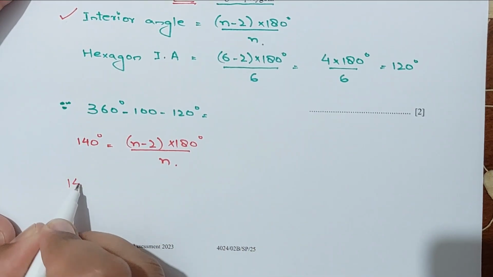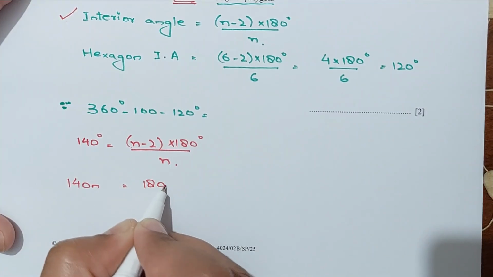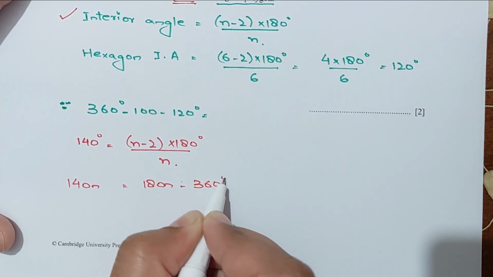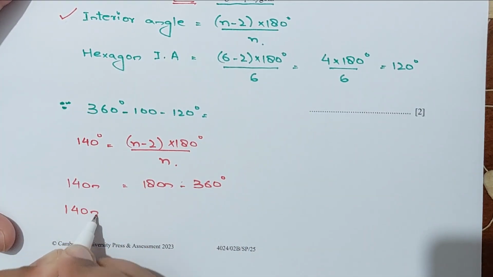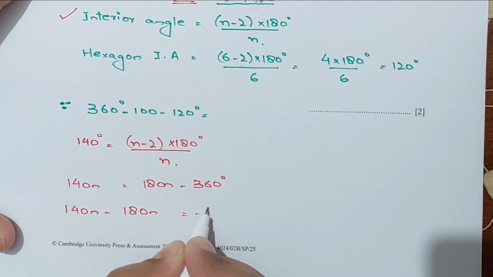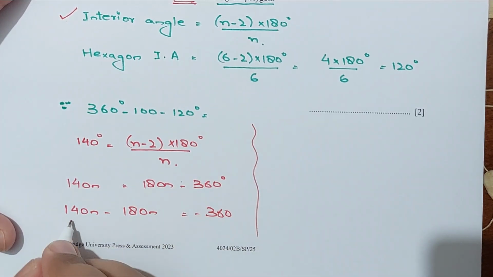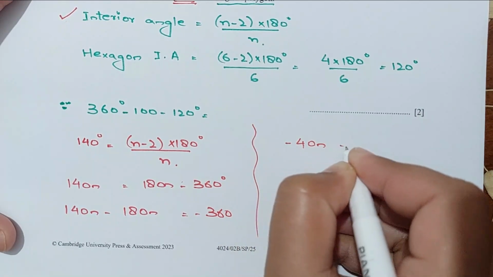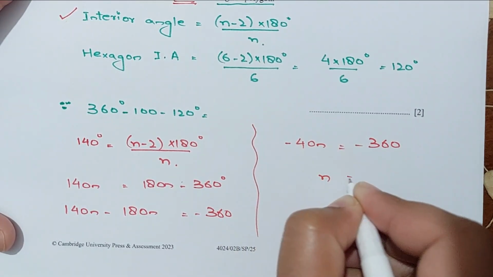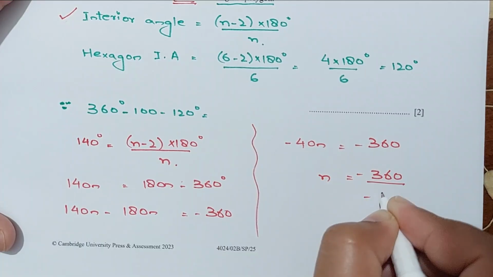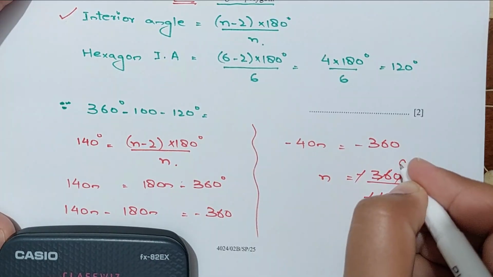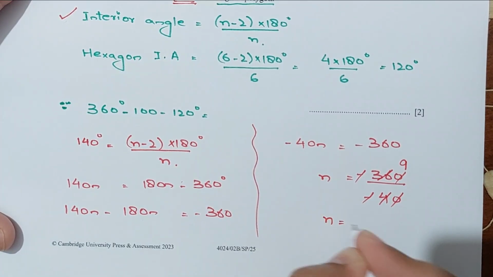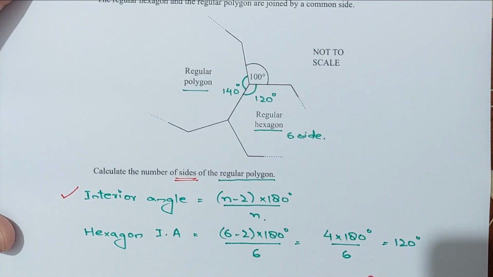Okay, so this is 140n equals 180n minus 360 degrees. N times 180 is 180n and 2 times 180 is 360. So from 140n subtract 180n equals minus 360. So 140 minus 180 is minus 40n equals minus 360. What would be n? n is minus 360 over minus 40. So minus is cancelled with minus, 0 is cancelled with 0, 4 times 9 is 36. So the number of sides of this regular polygon is 9. This is a 9-sided regular polygon.